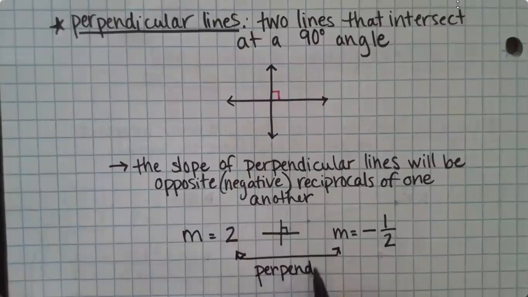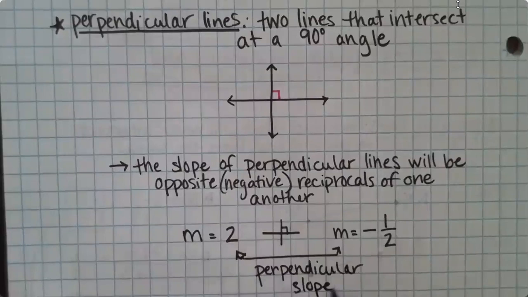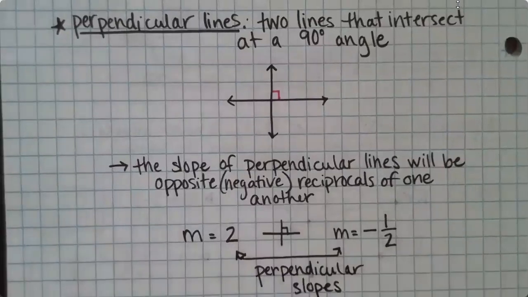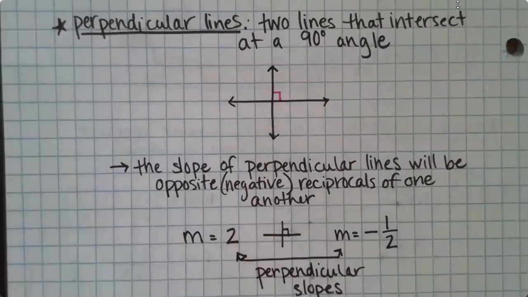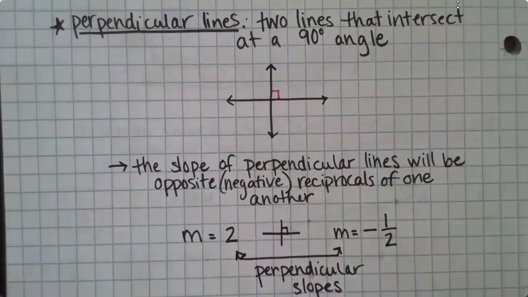Perpendicular slopes. So it has to be the opposite. So it has to be the reciprocal, and it has to be opposite the sign. Exactly. So that would make it the opposite reciprocal. And you have to say that it's not just the opposite and it's not just the reciprocal. It's the opposite reciprocal. If it's just one or the other, then it's not going to be perpendicular. It has to be both opposite and reciprocal.